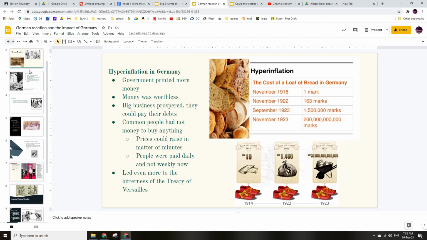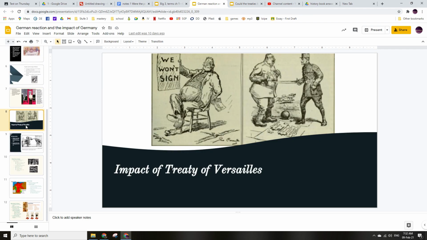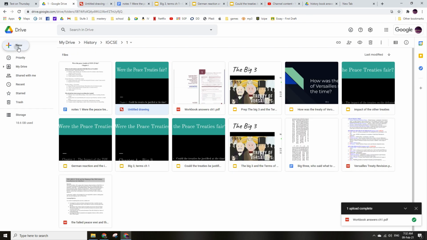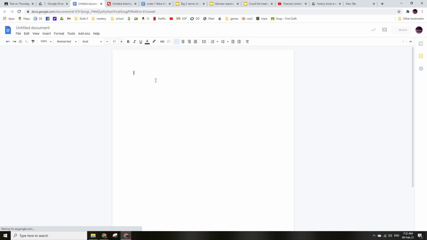Okay, so let me repeat. You will write one paragraph about Germany's reaction and one paragraph about the impact of the Treaty of Versailles. Now remember, when you write a paragraph, you use point, explain, example, or point, example, explain. So I'm going to just go ahead and start a doc right here. Point, example, explain.